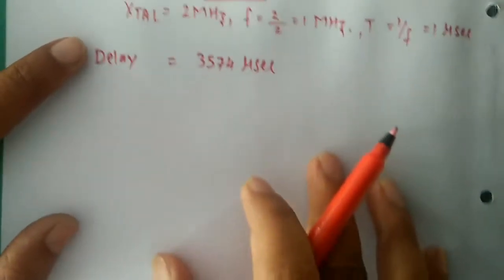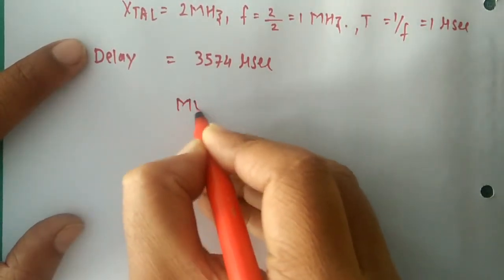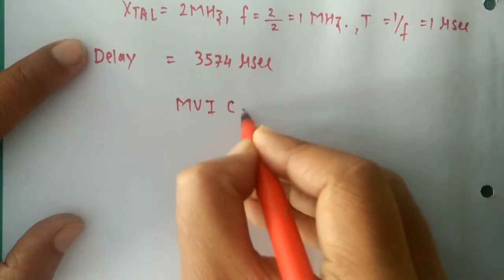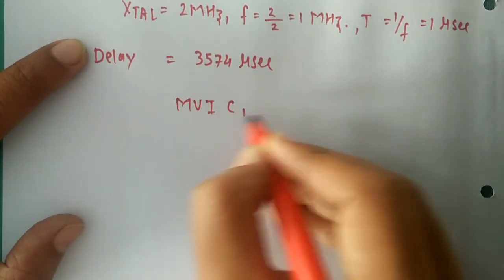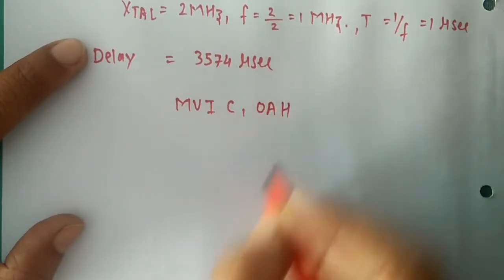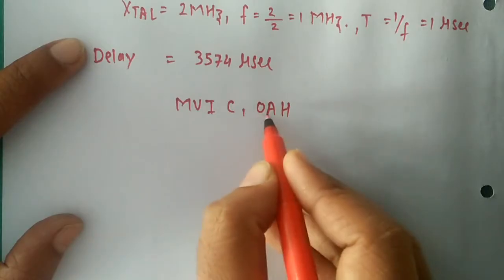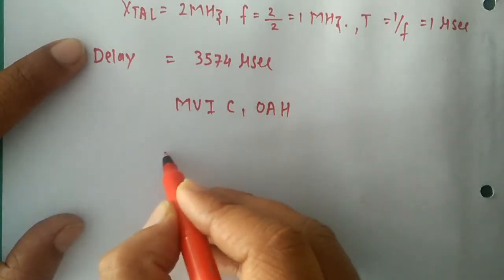So in order to repeat those instructions, first of all I will have to take a value 10 in any register. The equivalent of 10 is 0AH in hexadecimal. So I have taken 10 in register C, and after that write those instructions that you want to repeat here.